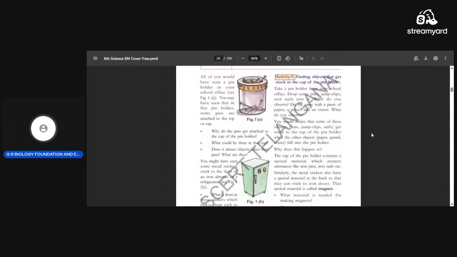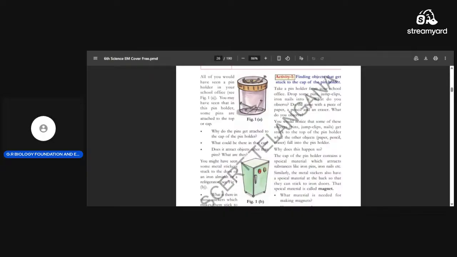Yes, look here. This is a pin holder. All of you would have seen a pin holder in your school office. You may have seen that in this pin holder, some pins are attached to the top cap. At the top, some pins are attached. Whenever you go to an office where they are using pins, there we will find these pin holders.